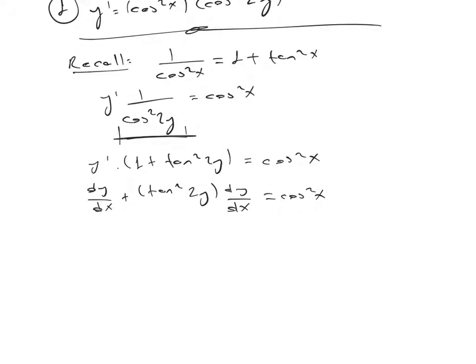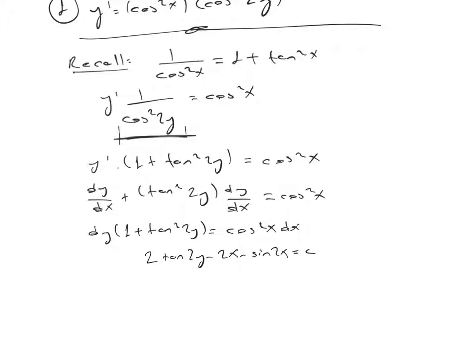And from here, dy times 1 plus tangent square 2y is equal to cosine square x dx. As we see from here, we wrote our differential equation in the separable form. So, by integrating both sides, we get tangent 2y over 2, minus x over 2 minus sine 2x over 4, is equal to c. And since tangent 2y is equal to sine 2y over cosine 2y, we must keep in mind that cosine 2y must not be equal to 0 in order to keep our differential equation well defined, so let's write it down.